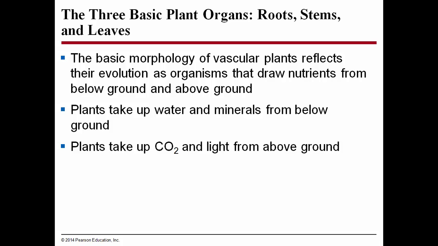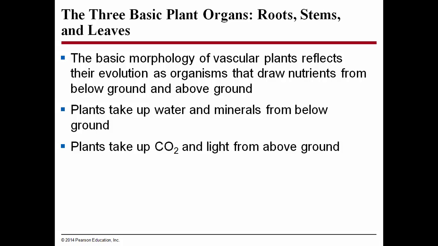There are 3 basic plant organs: roots, stems, and leaves. The basic morphology of vascular plants reflects their evolution as organisms that draw nutrients from below the ground and above the ground. Plants take up water and minerals from below the ground, and plants take up carbon dioxide and use light for photosynthesis above the ground.